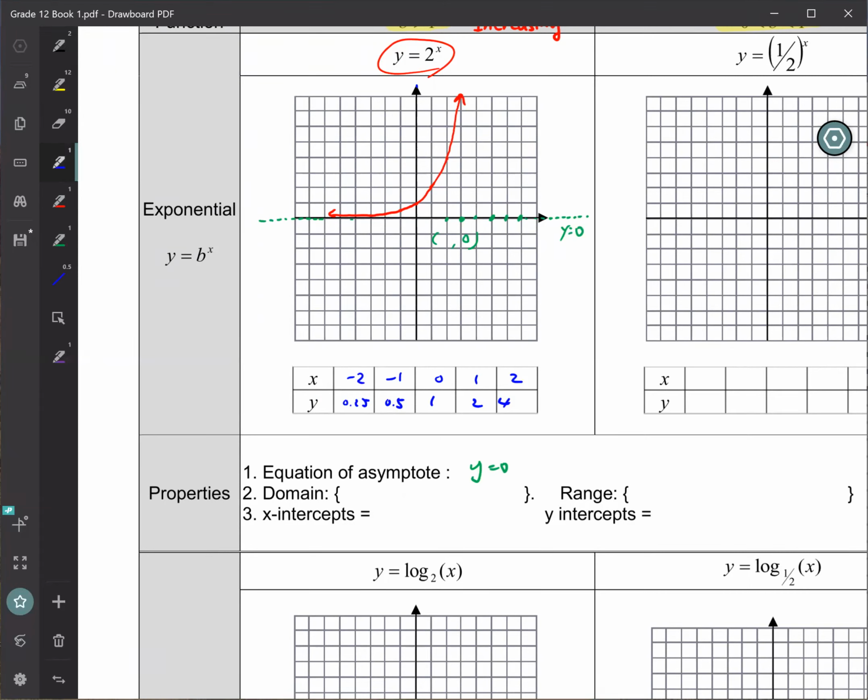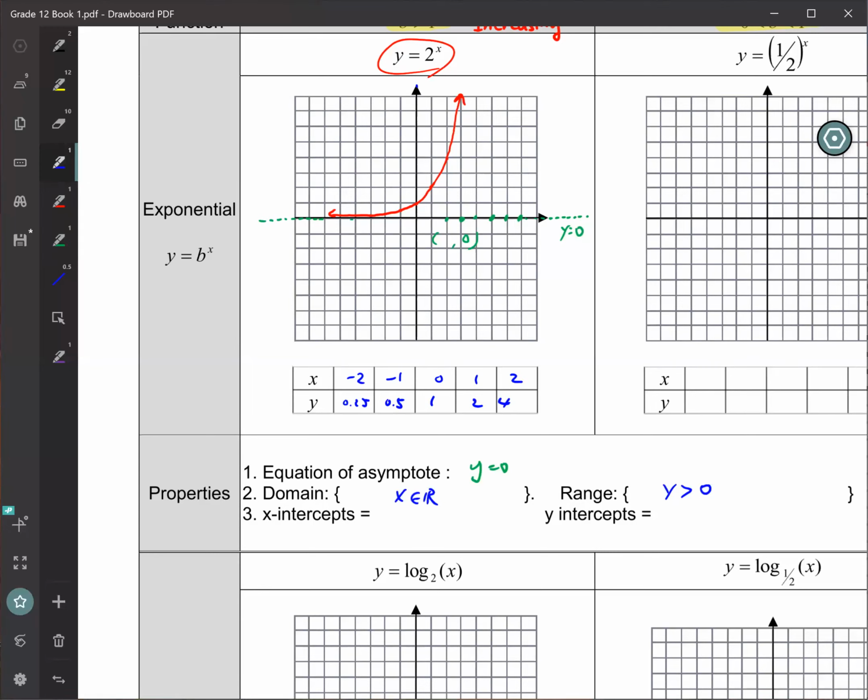Cindy, what's the domain and range? I didn't say it yet. Yeah? What is it? X equals all real numbers. Yeah, x anything. Range? Y is greater than 0. Yeah, okay, so it's above the x-axis, right? X-axis is y equal to 0, so it's higher than y equal to 0.